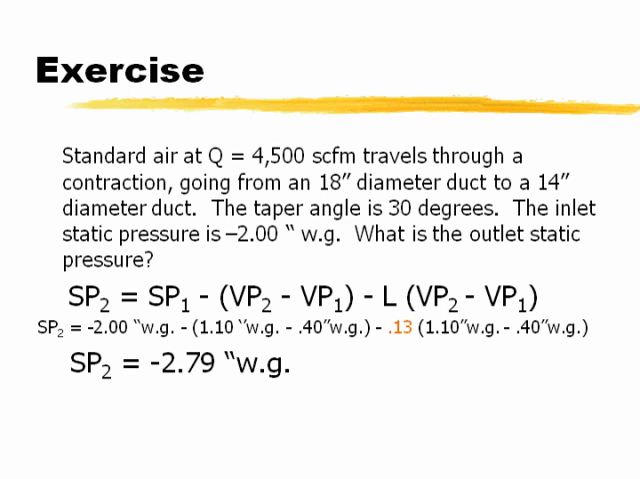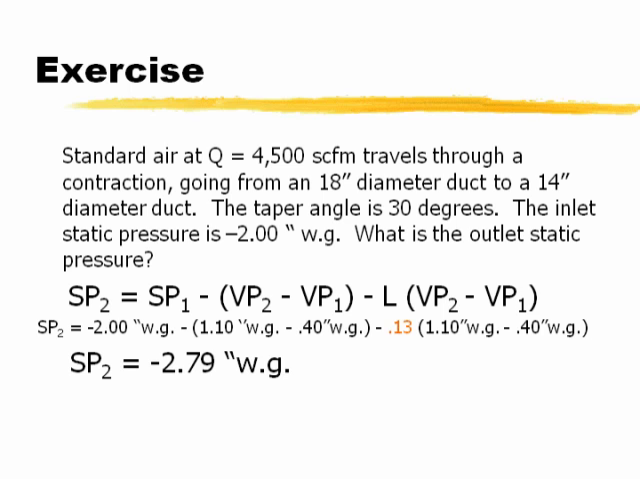The velocity pressure in section 2, how can we find that? Well, we have Q, and we have the cross-sectional area, or we have the diameter, so we can find the cross-sectional area and find velocity. If we have velocity, then we can find velocity pressure. The velocity pressure that you get should be 1.1 inches water gauge. Velocity pressure in section 1 is not minus. Velocity pressure is never minus. Velocity pressure in section 1 is 0.4 inches water gauge.